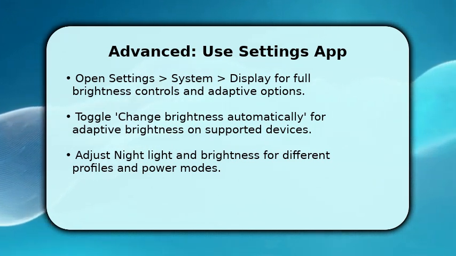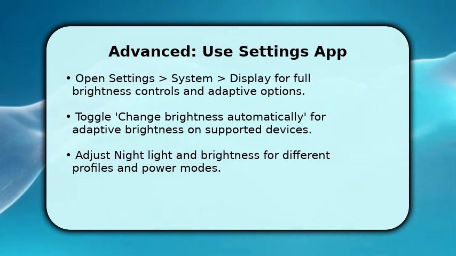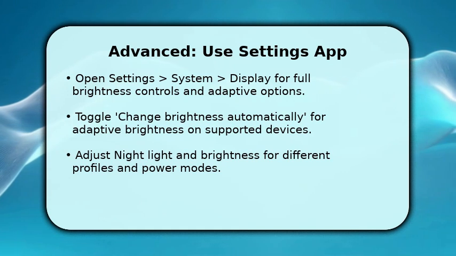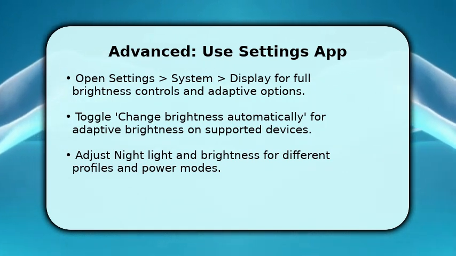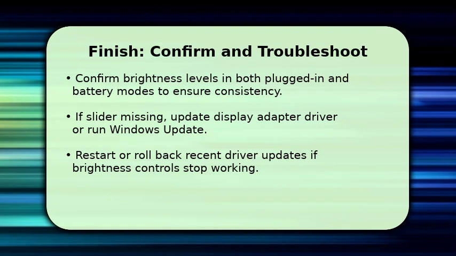Also check night light and power mode settings because power plans can limit maximum brightness. Make sure to test changes under the power state you use most so the behavior matches. Finish by confirming your chosen brightness across power states. Plug in and run on battery to verify consistency.